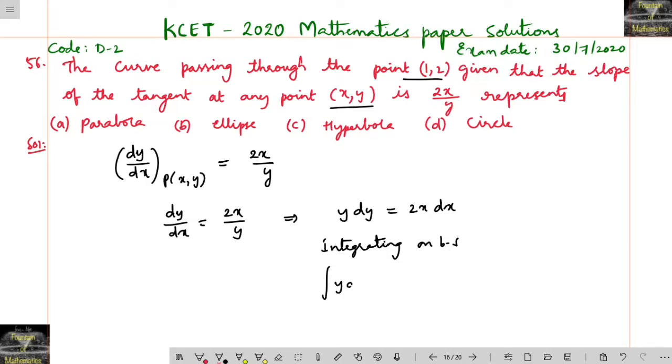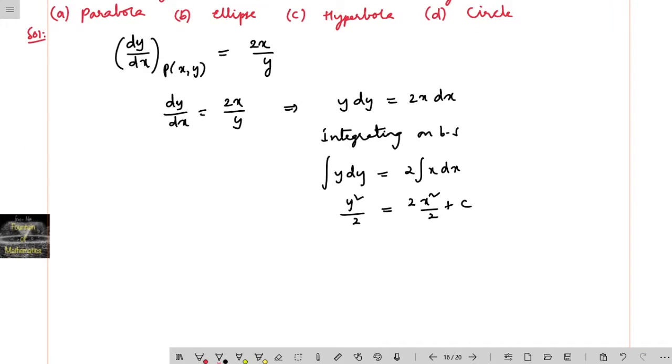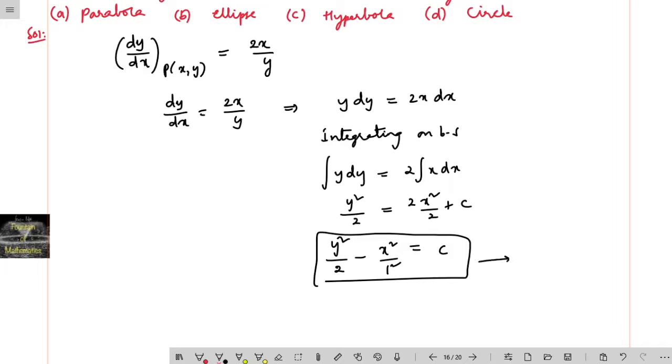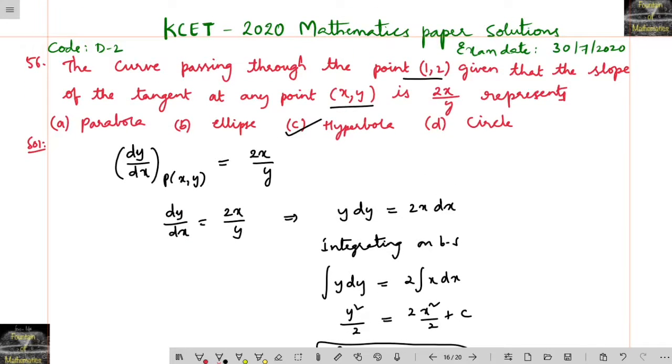we have integral y dy is equal to 2 integral x dx, or we can write y square by 2 is equal to 2 x square by 2 plus some integral constant. So from this we can write y square upon 2 minus x square is equal to some constant. So this is an equation which is representing what? y square by a square minus x square by b square equals 1. So this represents a hyperbola.